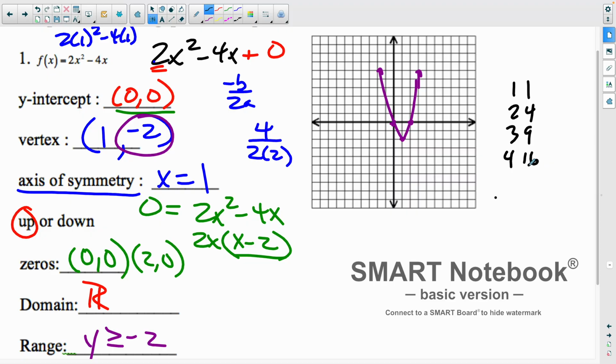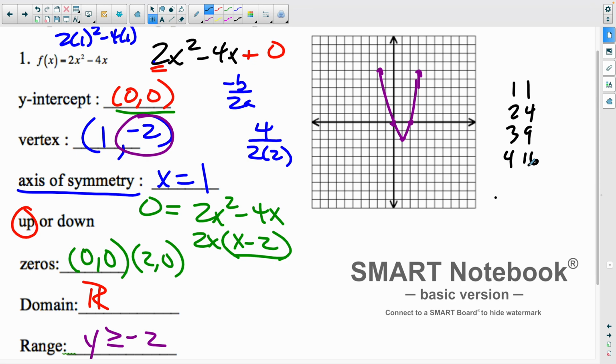I'm going to start at the vertex, and I'm going to go over 1, up 1. Okay? It's symmetric. So over 1, up 1. Go back to the vertex. Go over 2, up 4. Go over 3, up 9. So that pattern goes through the problem all the way through.